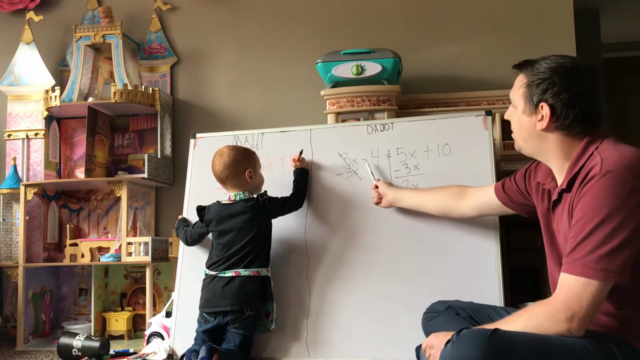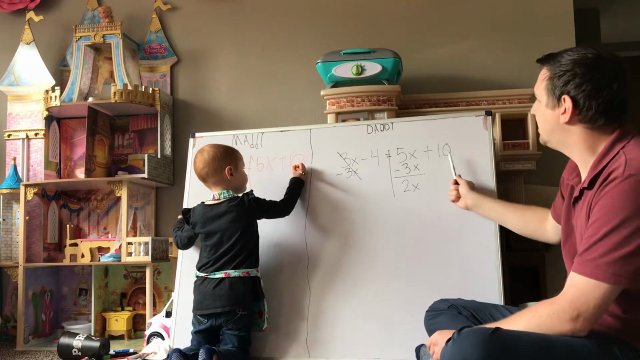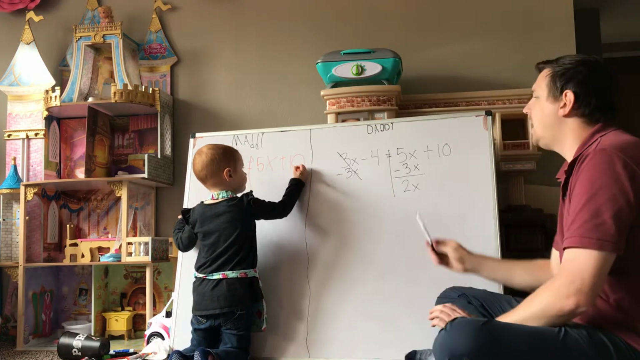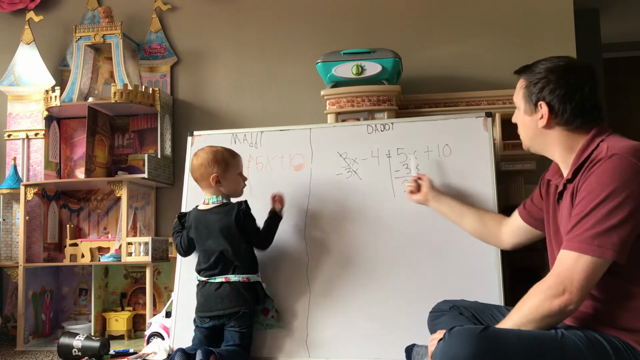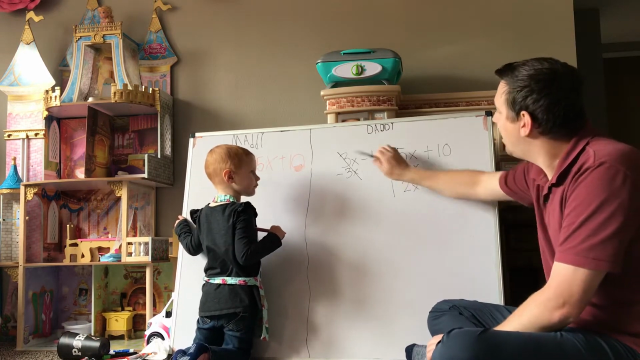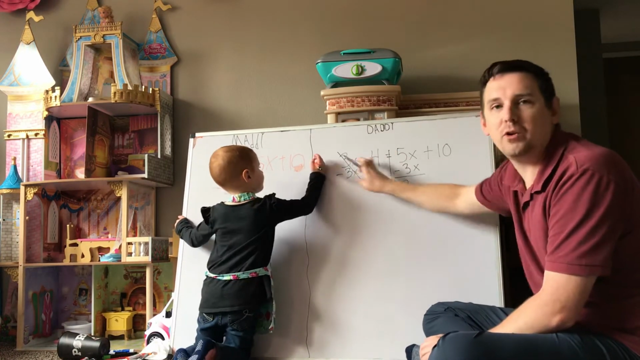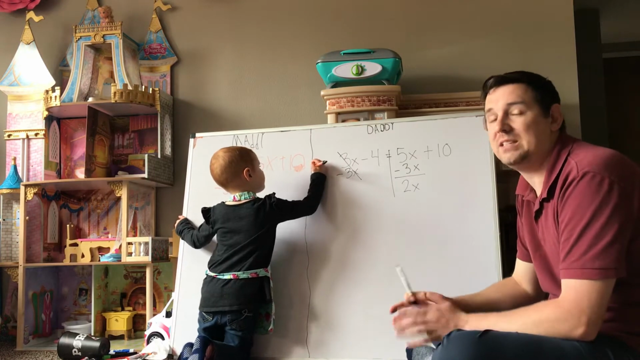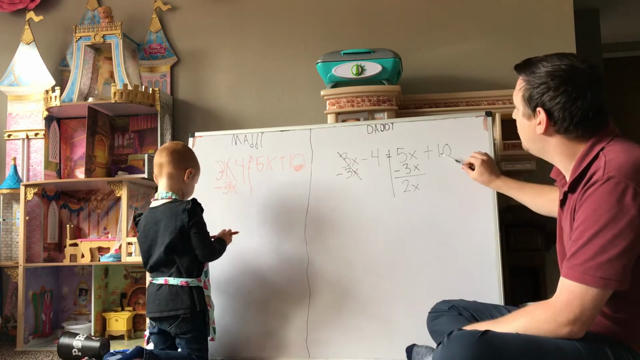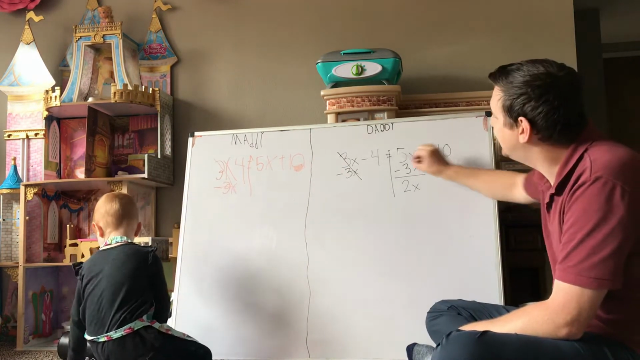What we still have is a minus 4 and a plus 10. Now, if we moved the minus 4 over here, that would leave us with nothing over here. And we don't want a side that has nothing. So we need to move this plus 10 to this side.